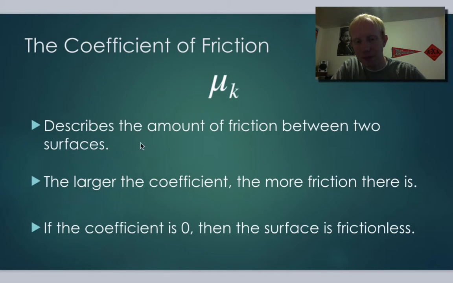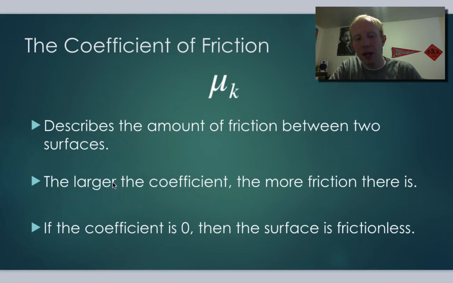Again, it's not just a number we assign to an individual surface. If you have a floor of ice, you can't say its coefficient of friction is some number, because it's going to depend on what's sliding on top of it. Is ice sliding on top of it? Is wood sliding on top of it? Is an ice skate? It's going to depend on two surfaces. So in every situation, it's the coefficient of friction between two surfaces, not just one.